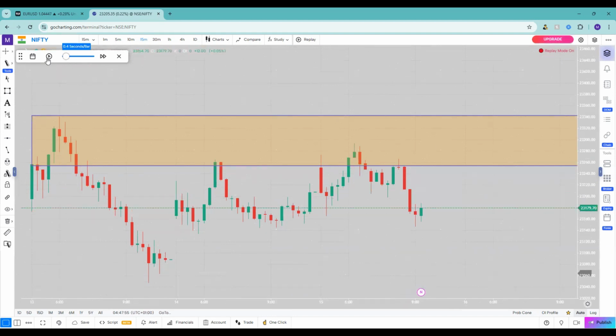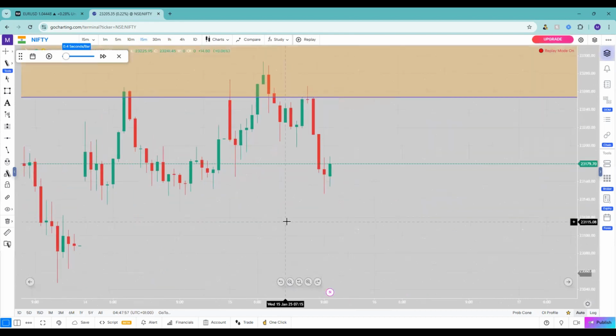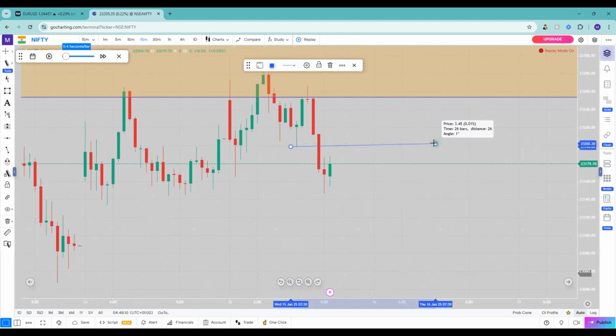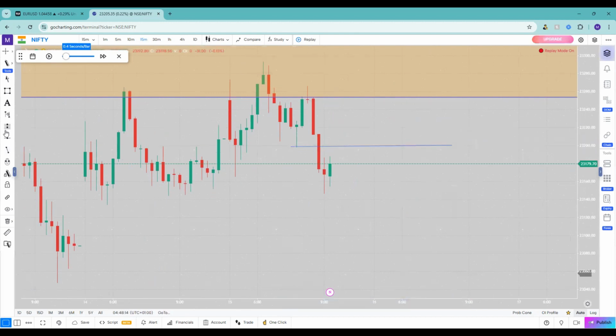Now we have a change of character on the 15 minutes. It broke structure to the downside here. Can you see it? Yes. Broke this to the downside. So the next thing we're looking for is what? A sweep of liquidity. Yes. Where are the liquidity areas we're looking at? We're looking at this. Okay.